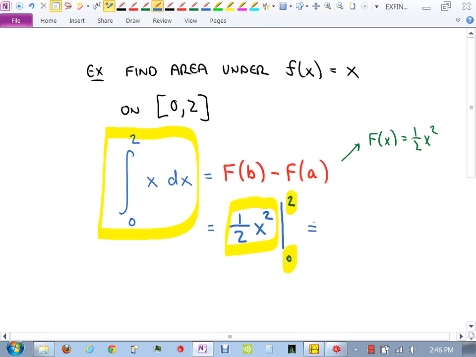So I'm going to write down here now 2 sets of parentheses. This first one will be capital F of B. The next one will be capital F of A. So plug 2 into that, and what do you get? You get 2, right? And plug in 0, and you get 0. Agreed? So the answer is 2.